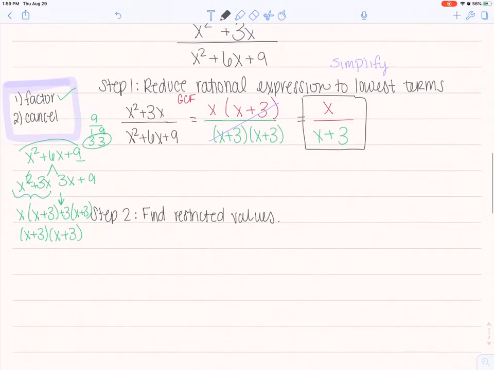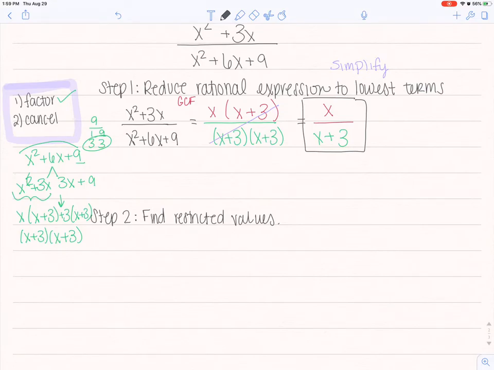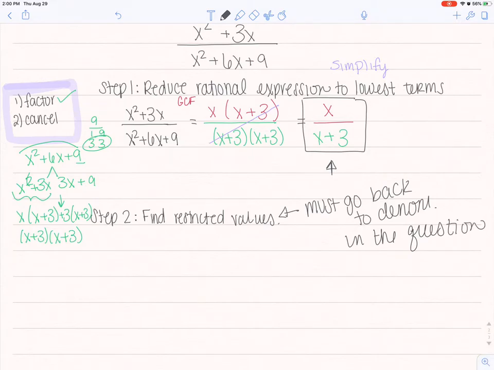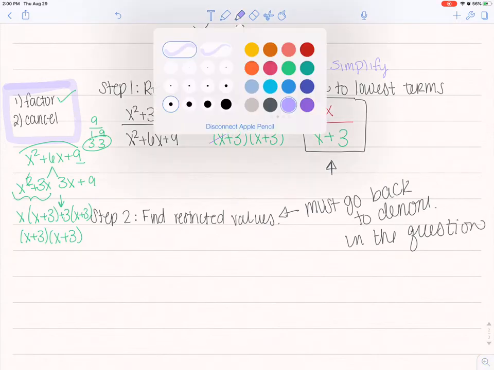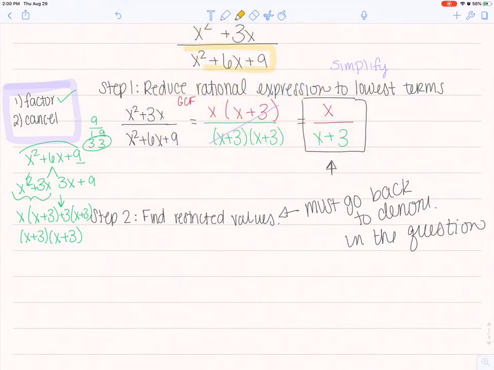Now in the second part, it asks me to find the restricted values. So a common mistake is students then use the simplified expression to find the restricted values. To find the restricted values, you must go all the way back to the question. So you have to go back to the denominator in the question. You cannot use the simplified denominator. So I'm going all the way back to this thing right here.